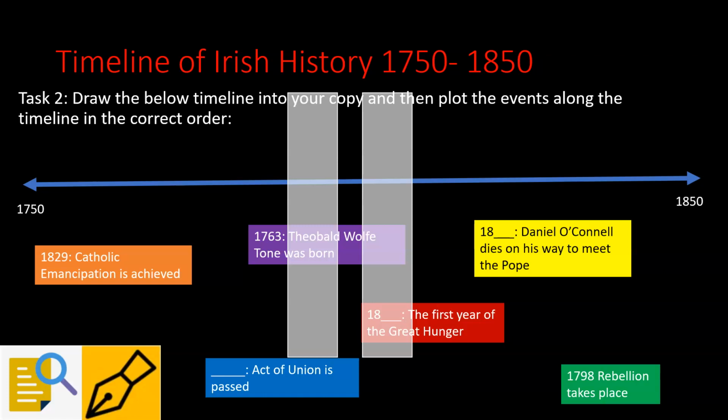Alright, excellent. So at this stage everyone should have completed this timeline. You should have a timeline drawn in your copy, and you should have the 6 events drawn on it. Now, we should all know a lot of this already because we have studied a number of these points already.